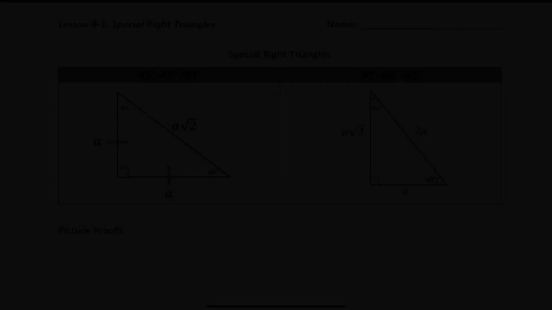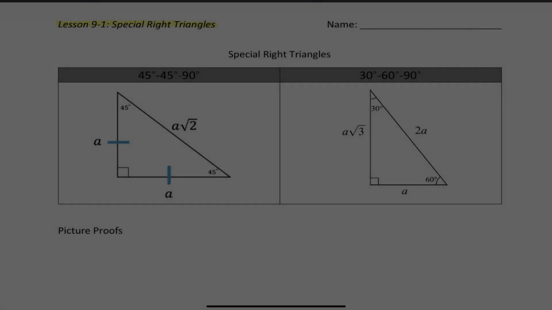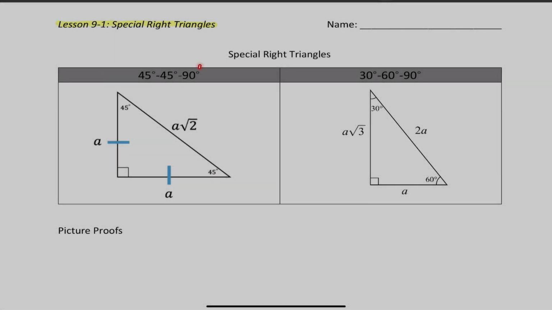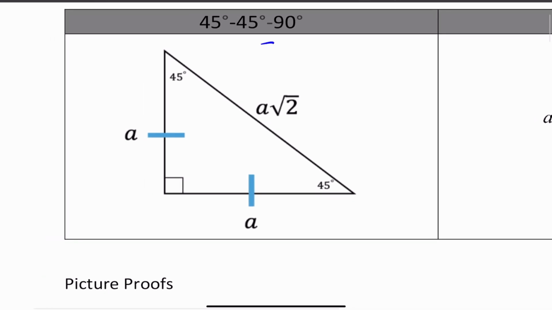All right, welcome back. Today we're going to be discussing Lesson 9.1, Special Right Triangles. So we have two special right triangles. We have a 45, 45, 90 and a 30, 60, 90 triangle over here. So this in particular is what we call an isosceles right triangle.